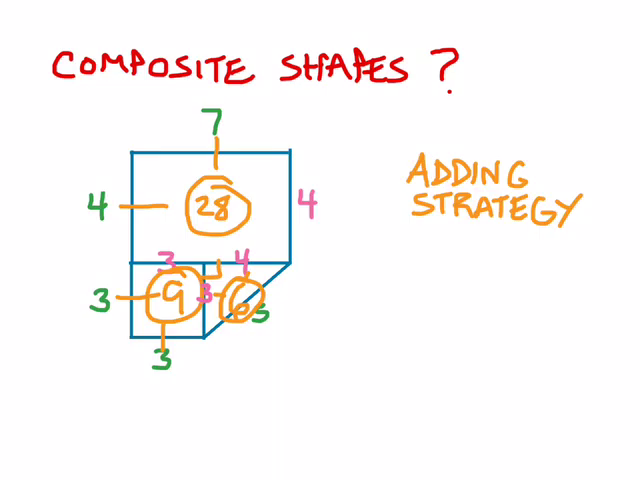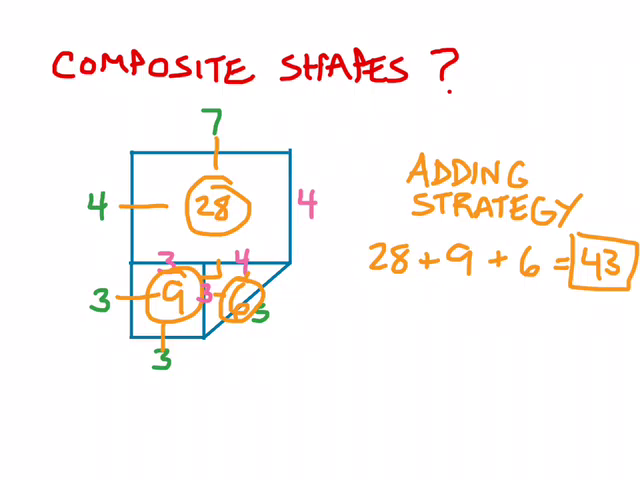So in an additive strategy, what I'm going to do is take those individual areas, 28, 9, and 6, and I'm going to add those up together to get my total area for the entire thing, which in this case is going to be 43. So 43 square units, or whatever we were measuring in.